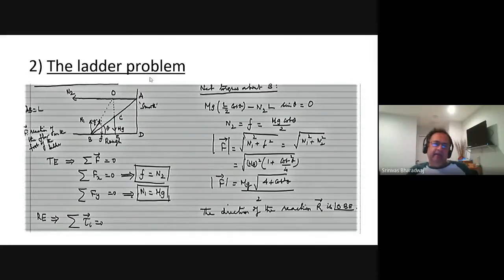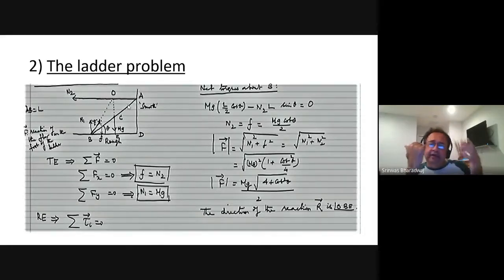And in this case, for N, what is r? r is this. r is the full ladder, L. L times N2 times sine of this angle. r cross F, and this angle is again theta. If this angle is theta, this angle is theta. Therefore, r cross N2 is N2 times L times sine theta.